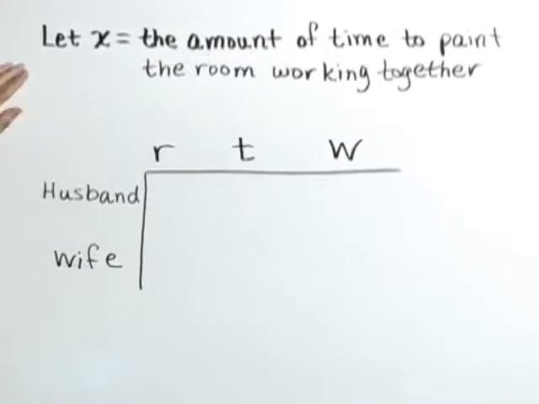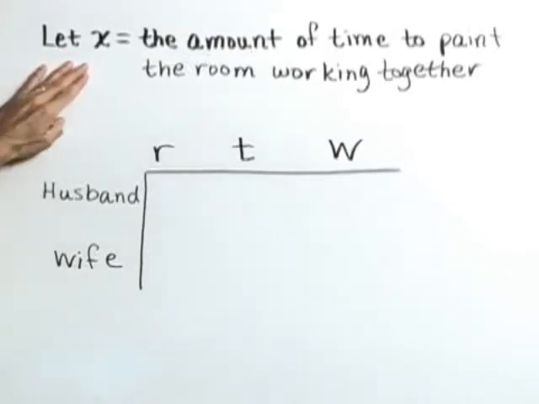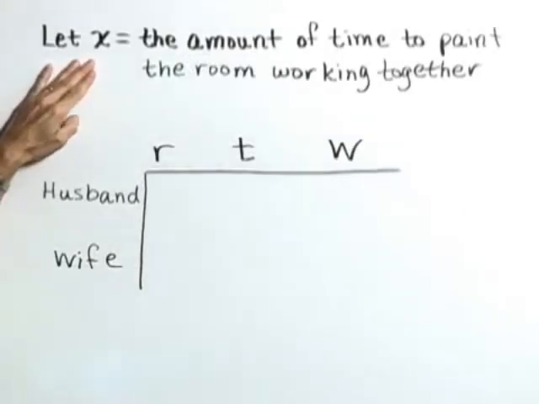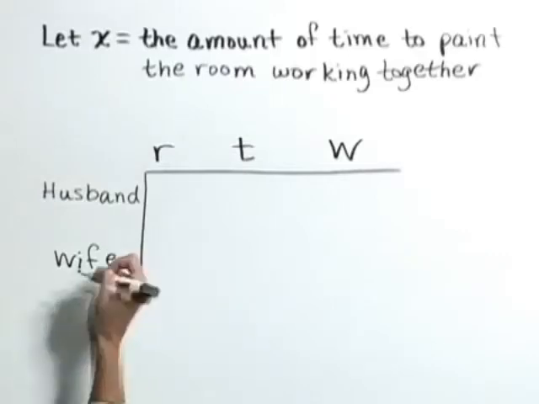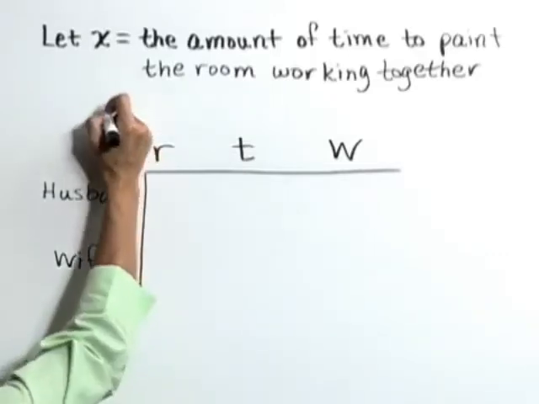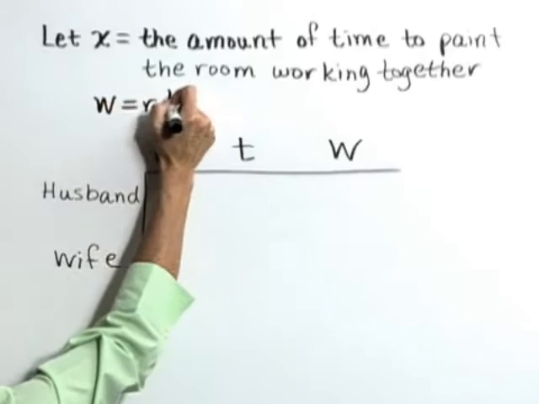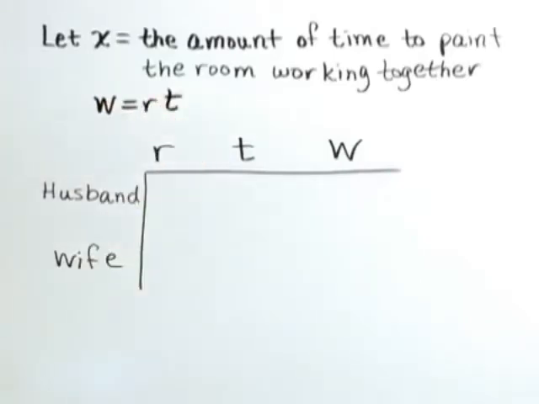We've read the problem carefully. Now let's define our variable. Let x represent that thing to be found, the amount of time it takes to paint the room if they're working together. Let's also make note that this is a work, rate, and time problem. So write down the formula. Work is equal to rate times time.